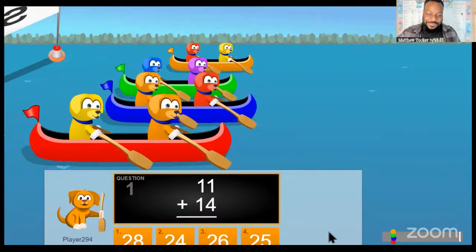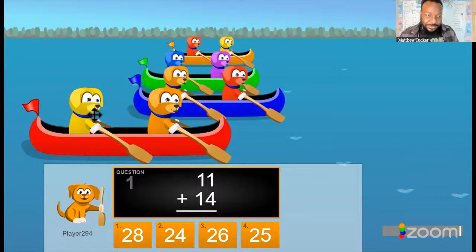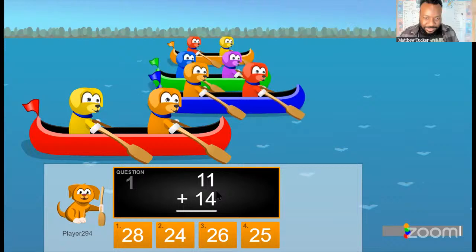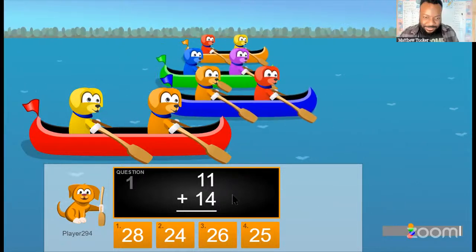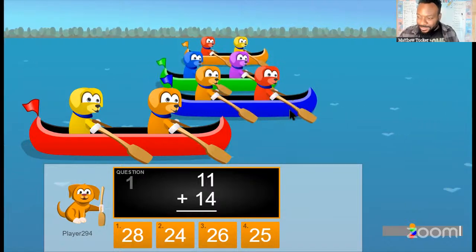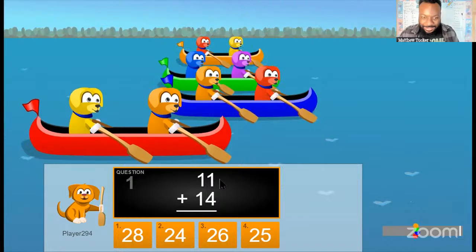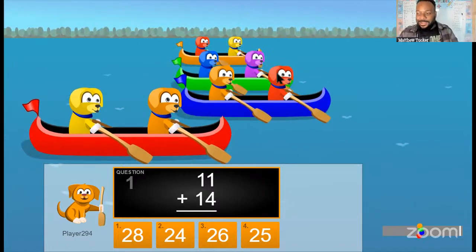Now, with this multiple choice, there's a few little clues you can look at. You can look at what the ones place is. What's the answer going to be? Okay, yeah, I can do that. But what's the answer? The other dogs are winning. Look, they're getting ahead.